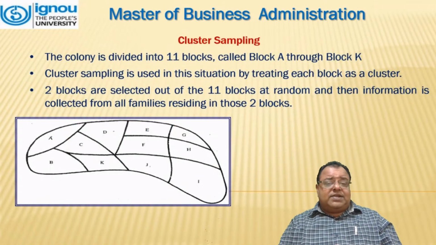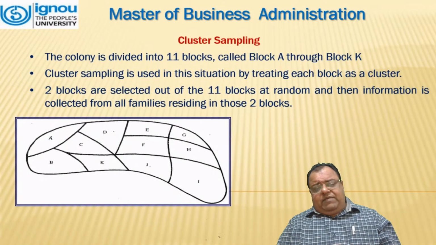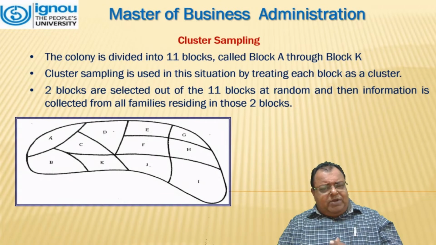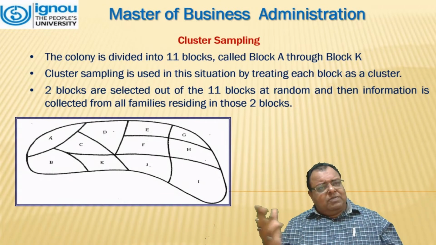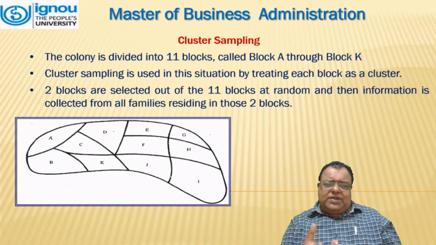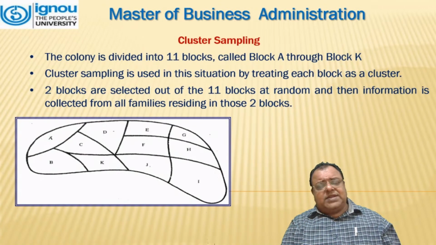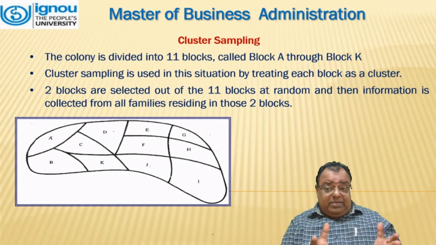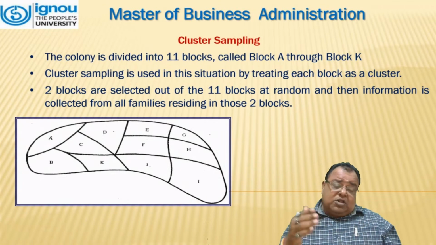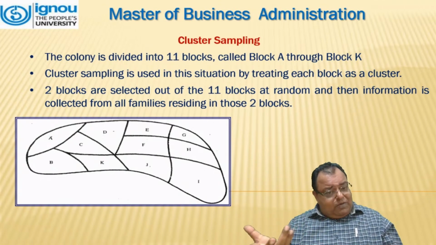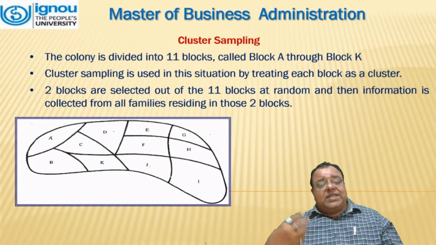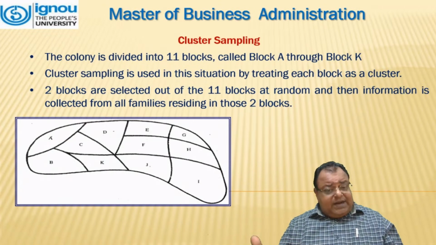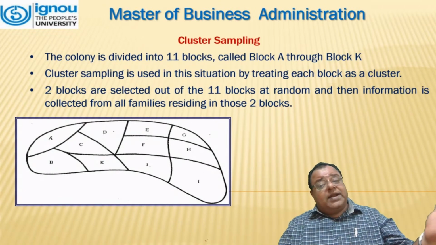Then comes cluster sampling. We take up an example of a colony which is divided into 11 blocks, from block A to block K. Cluster sampling is used in this situation by treating each block as a cluster. Two blocks are selected out of 11 blocks at random, and the information is collected from all the families residing in those two blocks. The information we gather from these two blocks can be considered applicable to all other 9 blocks also.